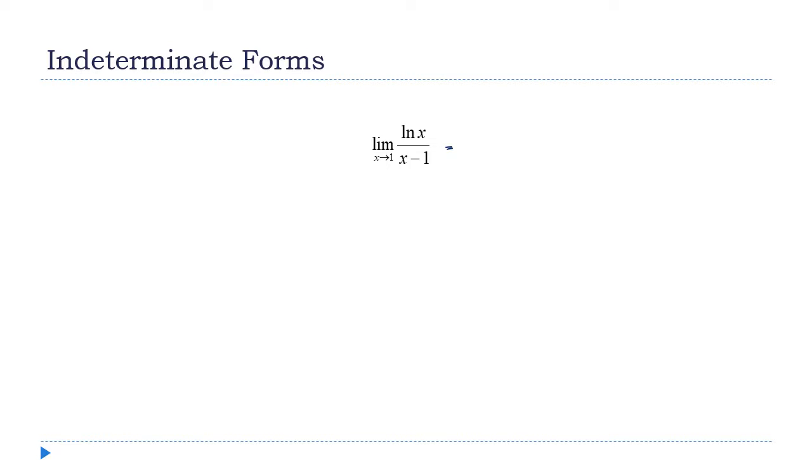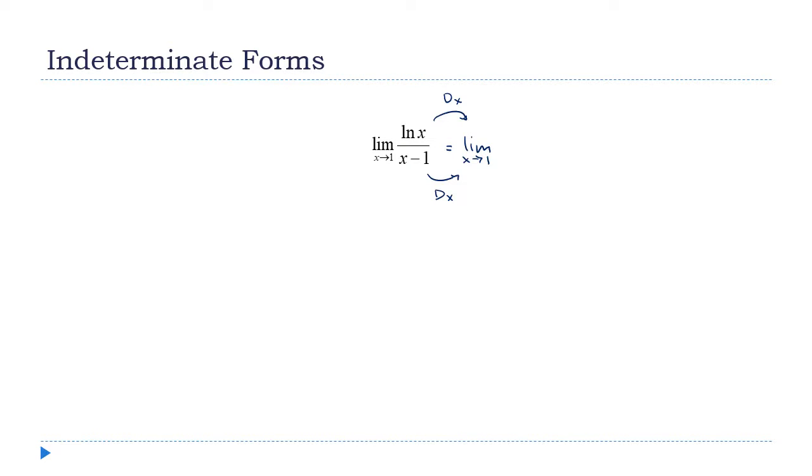Well, if I do that, I get the log of 1 divided by 1 minus 1, which is 0 over 0, and that is one of our indeterminate forms. This is a situation where L'Hopital's rule applies. So what L'Hopital's rule says is I'm just going to take the derivative of the top and the derivative of the bottom and reevaluate. So if I do that, this becomes the limit as x approaches 1.